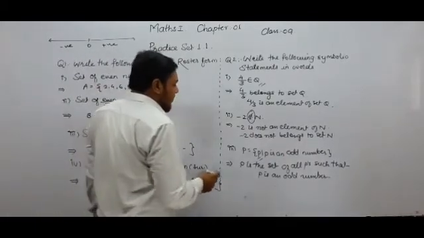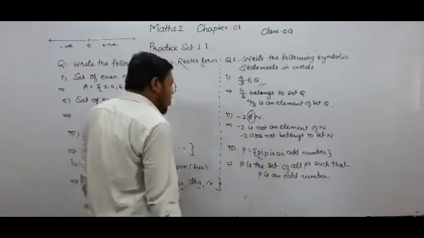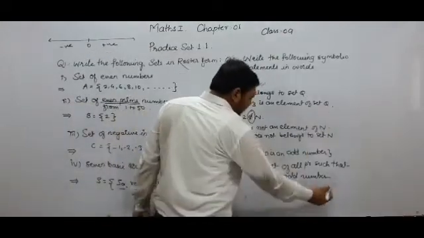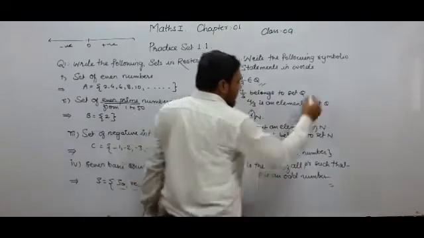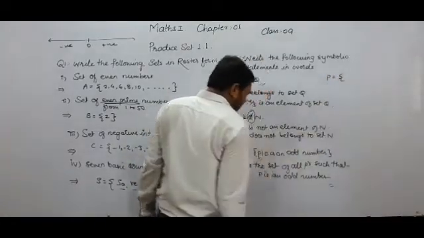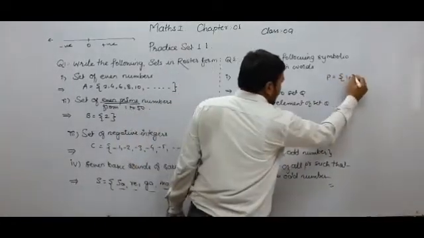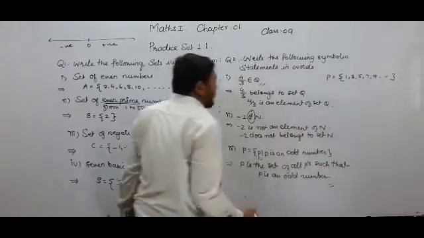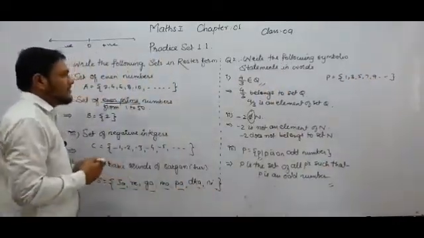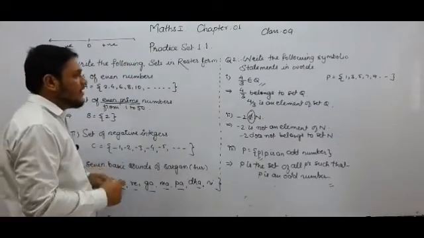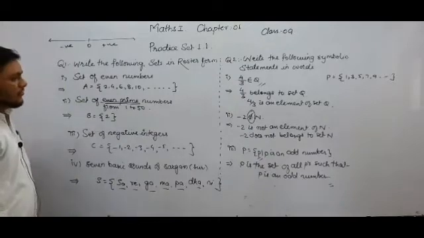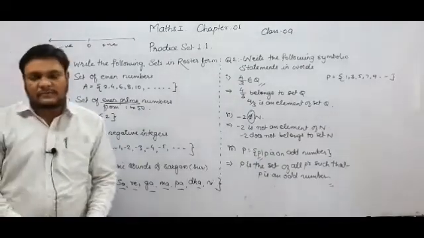P is equal to curly bracket p such that p is an odd number. We can also write this set by listing method. This is the answer of this question, but I will show you in detail. P is equal to curly bracket, we want the odd numbers. Yes, odd numbers are 1, 3, 5, 7, 9 and so on, the numbers which are not completely divisible by 2. So student, in this way we can solve question number 1 and 2. So you have to note this in your book.